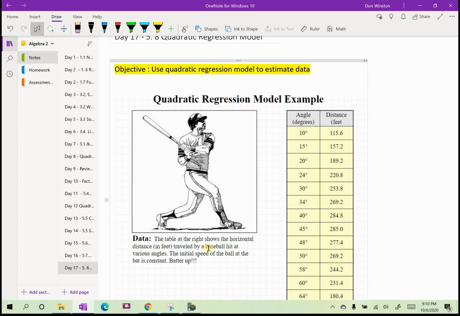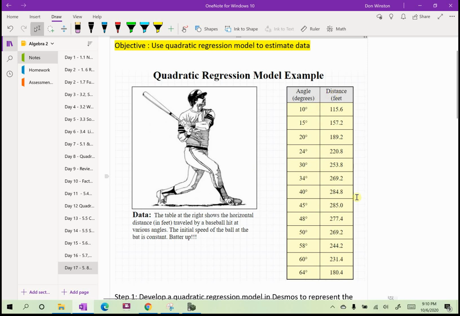But anyway, this data was collected, and it shows the feet the baseball traveled at various angles at which the bat was swung. So imagine that the bat comes around the batter's waist, belly high, so that would be like an angle of 0 degrees. And if the bat was right up by his head, then that would be like 90 degrees, right? So here we see these various angles and various feet.